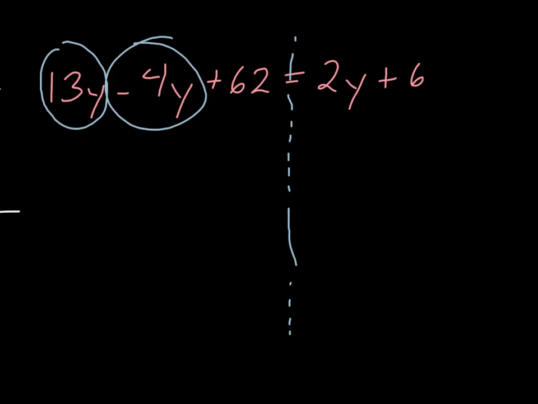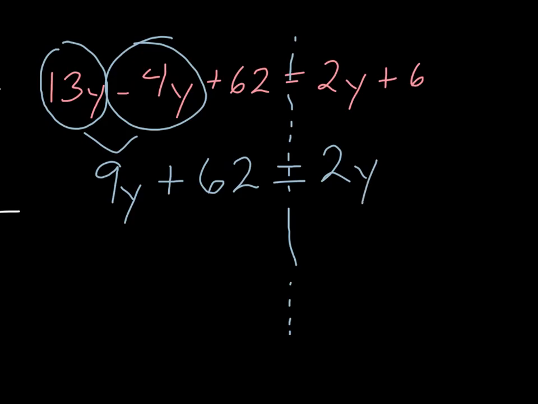Well, 13y minus 4y will give me a 9y. So I get 9y here. Bring down all the rest of the stuff I haven't done anything to. So plus 62. Bring down the equal sign. Bring down the 2y plus 6. Okay, so once again, I simplified the two sides. There's nothing else that I can simplify or combine on the left side. There's nothing else I can combine on the right side.